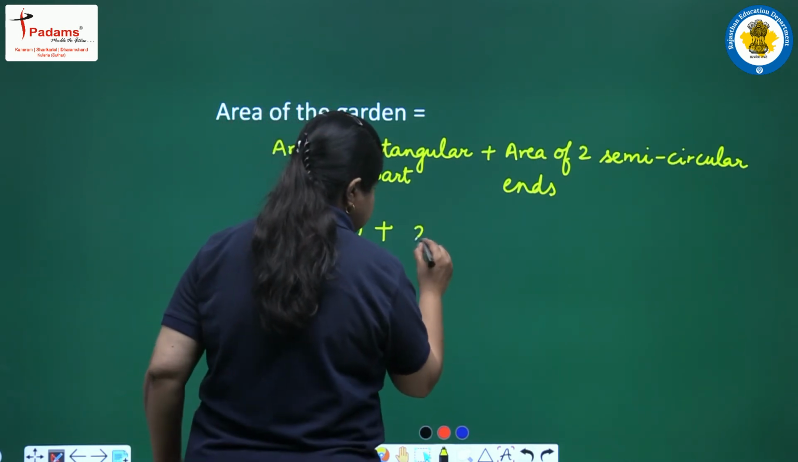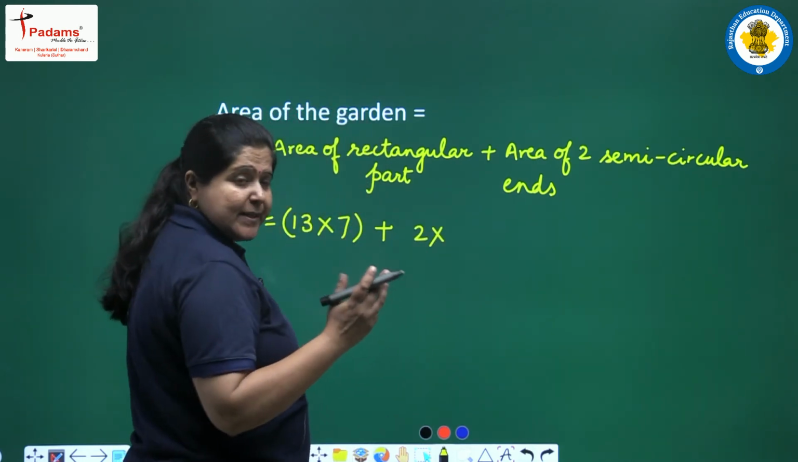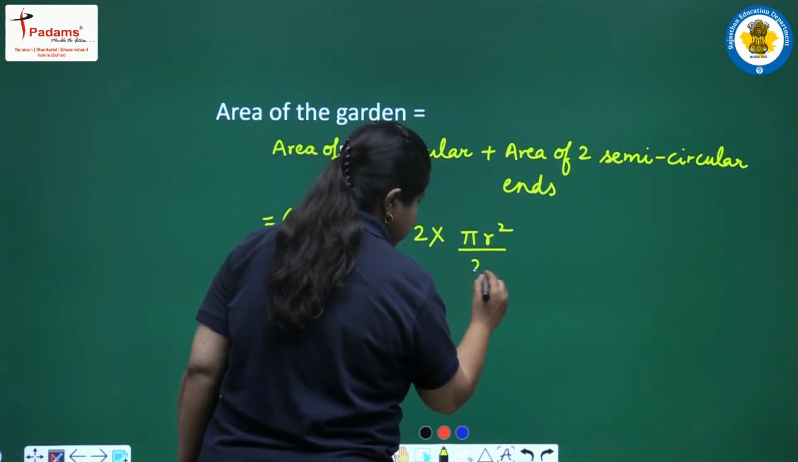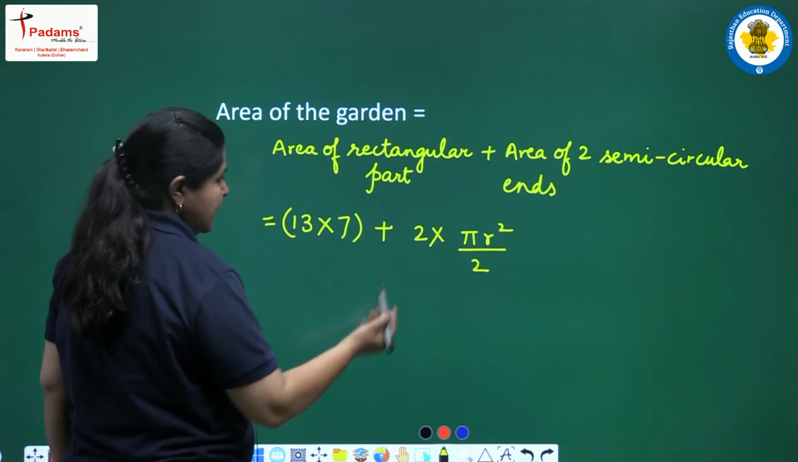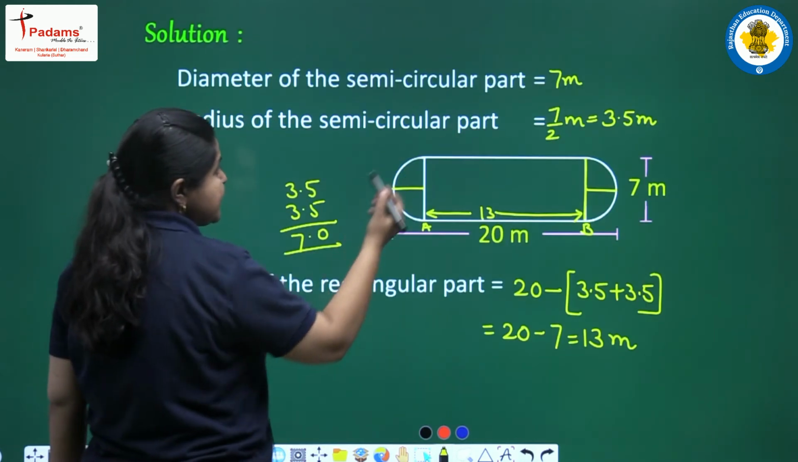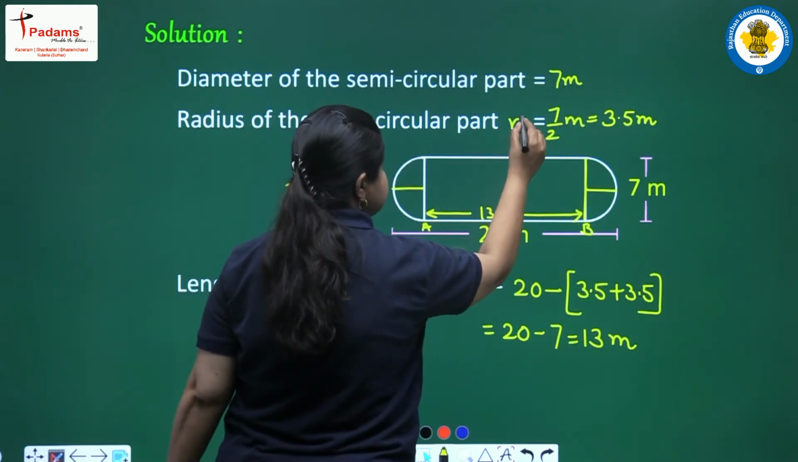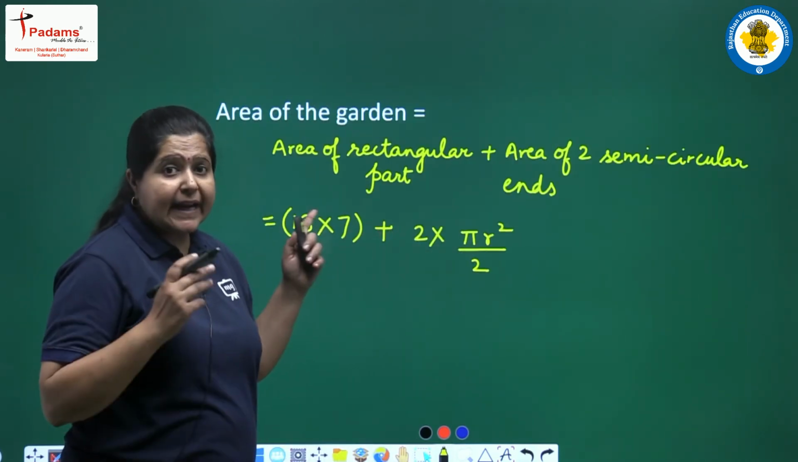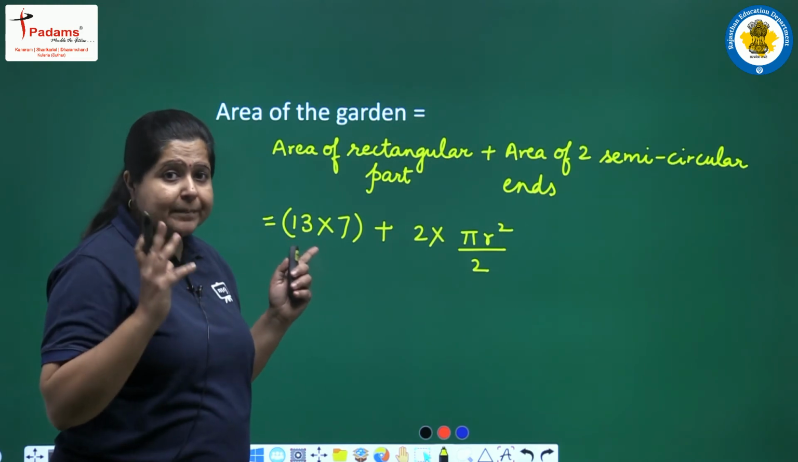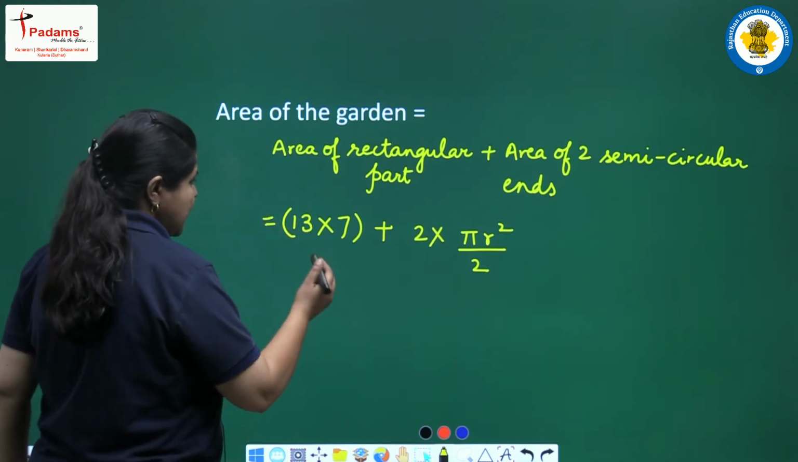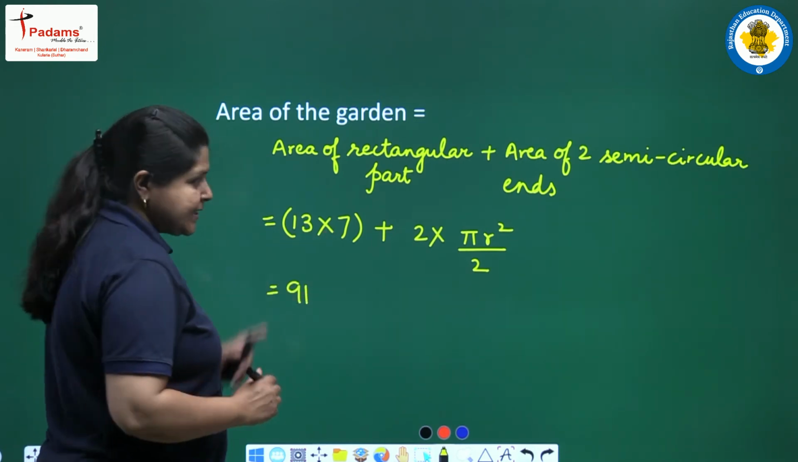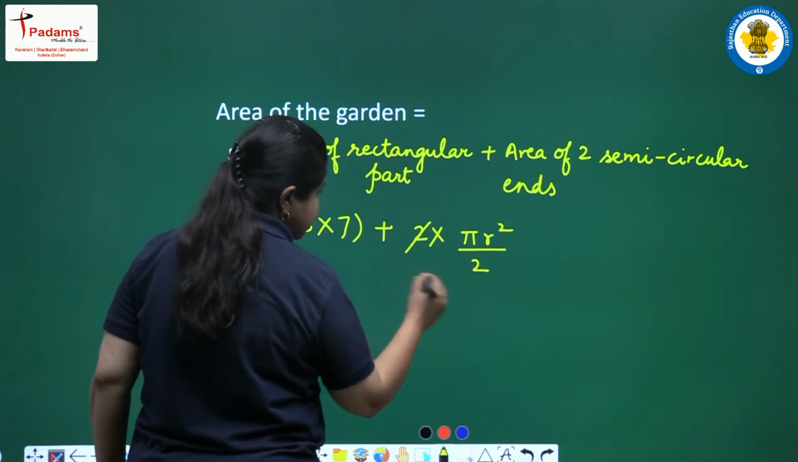You can multiply by 2, and what is the area of a semicircle? We discussed it just now. It will be half of that of a circle. So pi r square by 2, where we can denote this radius of semicircular part by letter small r. Here we indicate this radius by small r, and it is equal to 7/2 meters as we discussed it just now. Now this will be equal to 91 meter square. 13 into 7 is 91, plus here we can cancel this 2 by 2.